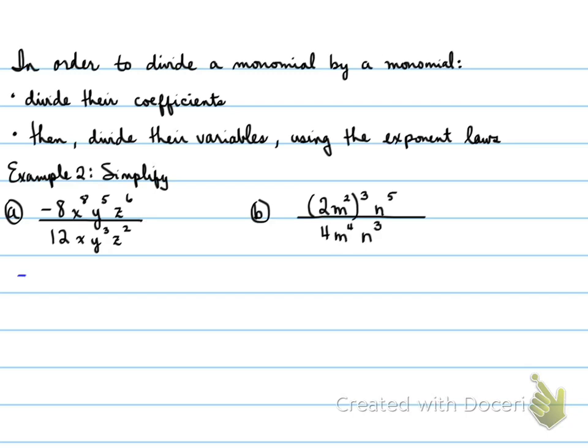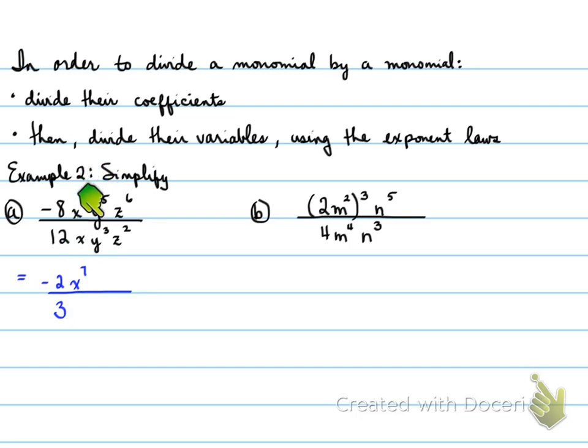All right, here we go. Negative 8 over 12 gets reduced to negative 2 over 3. X to the power of 8 over x gets reduced to x to the power of 7. So the idea is you have 8 on top, 1 on the bottom. When you divide, you subtract the exponent, so that gives us 7 on top.